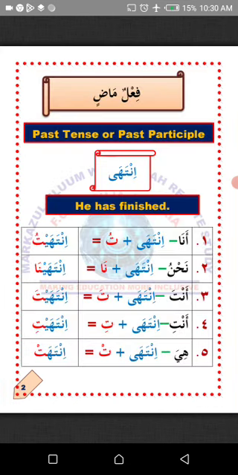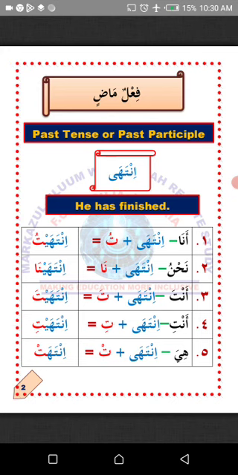Fi'ilun madin, past tense. Fi'ilun madin, this is a form of verb in Arabic that one can use to talk about an action that took place in the past. The question is, how do we change the verb intaha to suit the pronouns below?